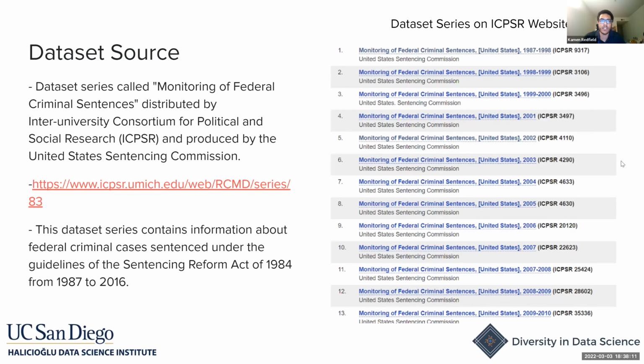So the dataset series was called the Monitoring of Federal Criminal Sentences, distributed by the Inter-University Consortium for Political and Social Research, the ICPSR, and it was produced by the United States Sentencing Commission. The link to the dataset source is in the slide. This dataset series contained information about federal criminal cases sentenced under the guidelines of the Sentencing Reform Act of 1984 and contained data from 1987 to 2016.